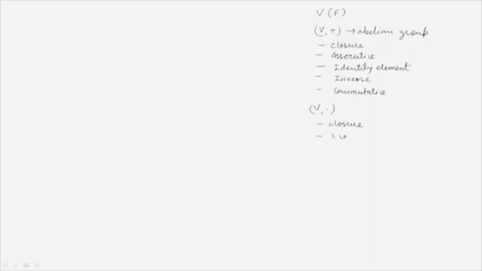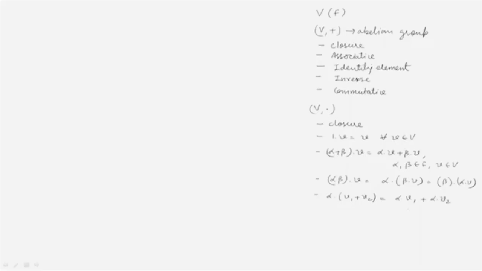The second property is 1 dot v equals v for all v in V. The third property is (alpha plus beta) dot v equals alpha dot v plus beta dot v, where alpha, beta are in the field and v is any vector in V. Next is (alpha beta) dot v equals alpha dot (beta dot v), the same as beta dot (alpha dot v). And next is alpha dot (v1 plus v2) must equal alpha dot v1 plus alpha dot v2 for all alpha in the field and for all v1, v2 in the vector space V. So if these properties hold with respect to addition and scalar multiplication, then we say that V is a vector space over the field F.